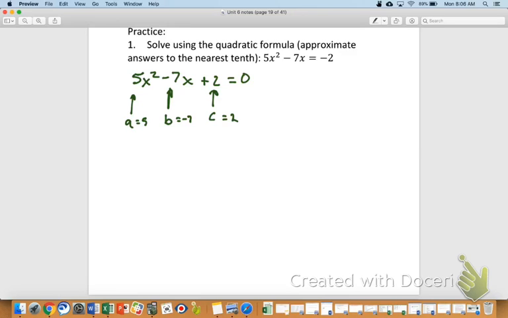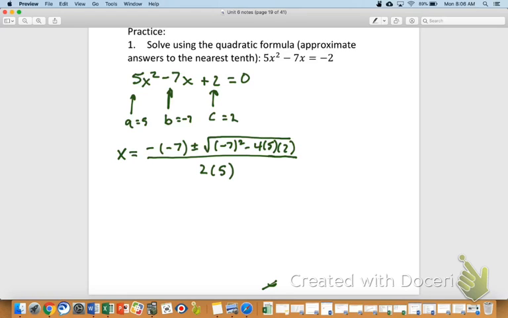And like I said, the quadratic formula is simply a recipe. And as long as we know how to do order of operations, we should be able to make this recipe work pretty well. So here we go. X equals negative B. So that would be negative of negative 7, or negative 7, which will be positive 7 in the end, plus or minus the square root of B squared, so that would be negative 7 squared, minus 4 times A times C, all over 2A.